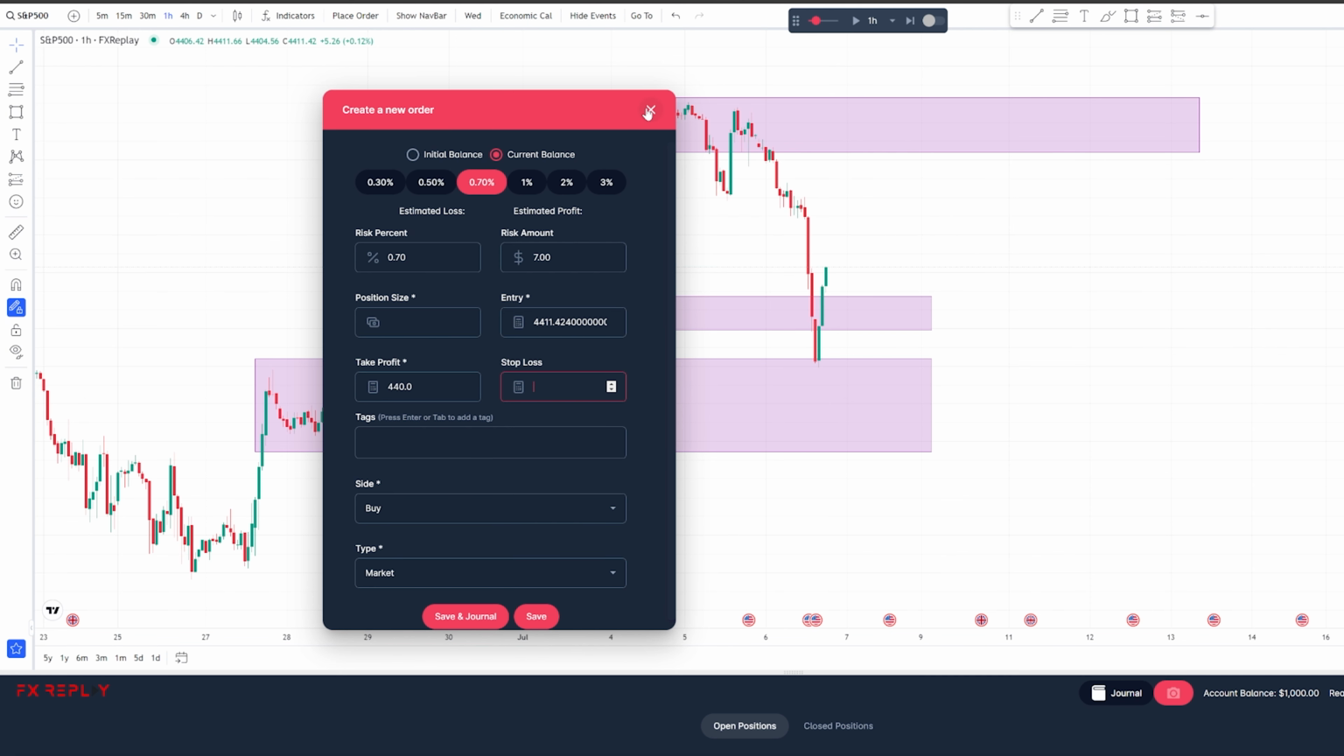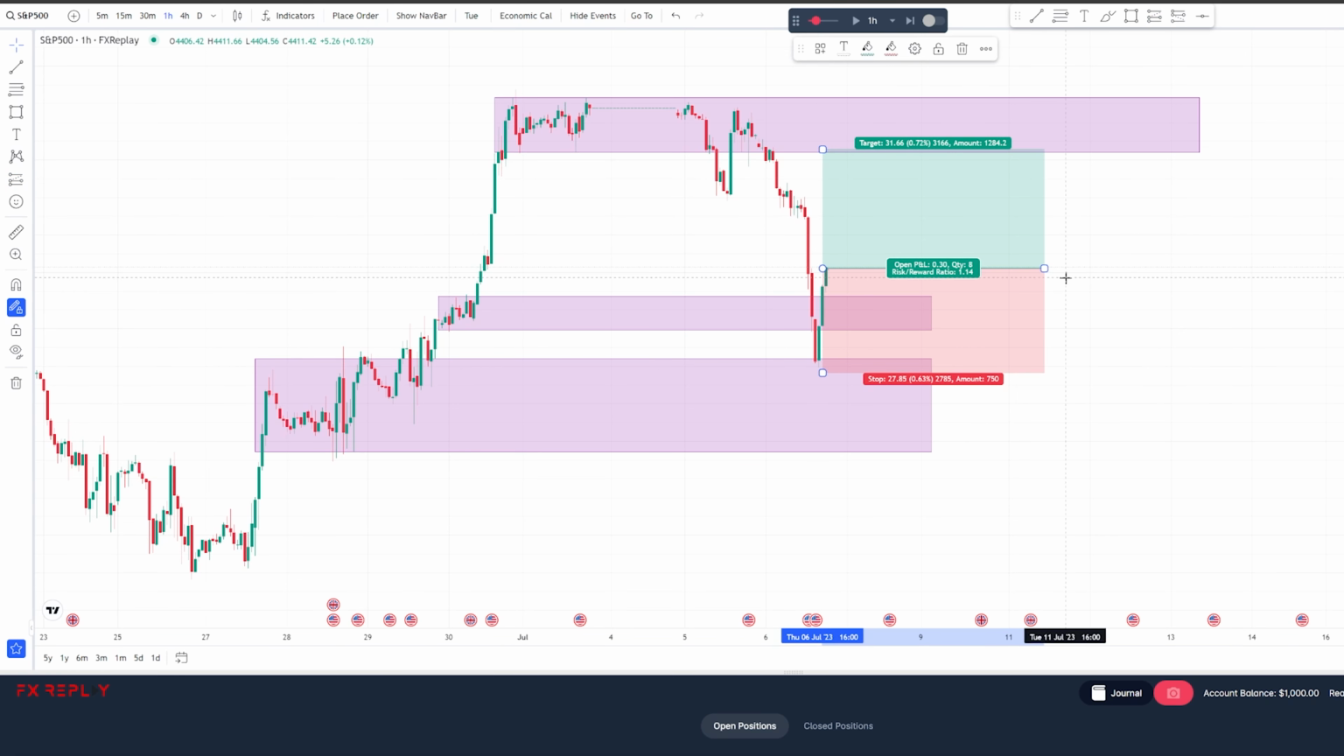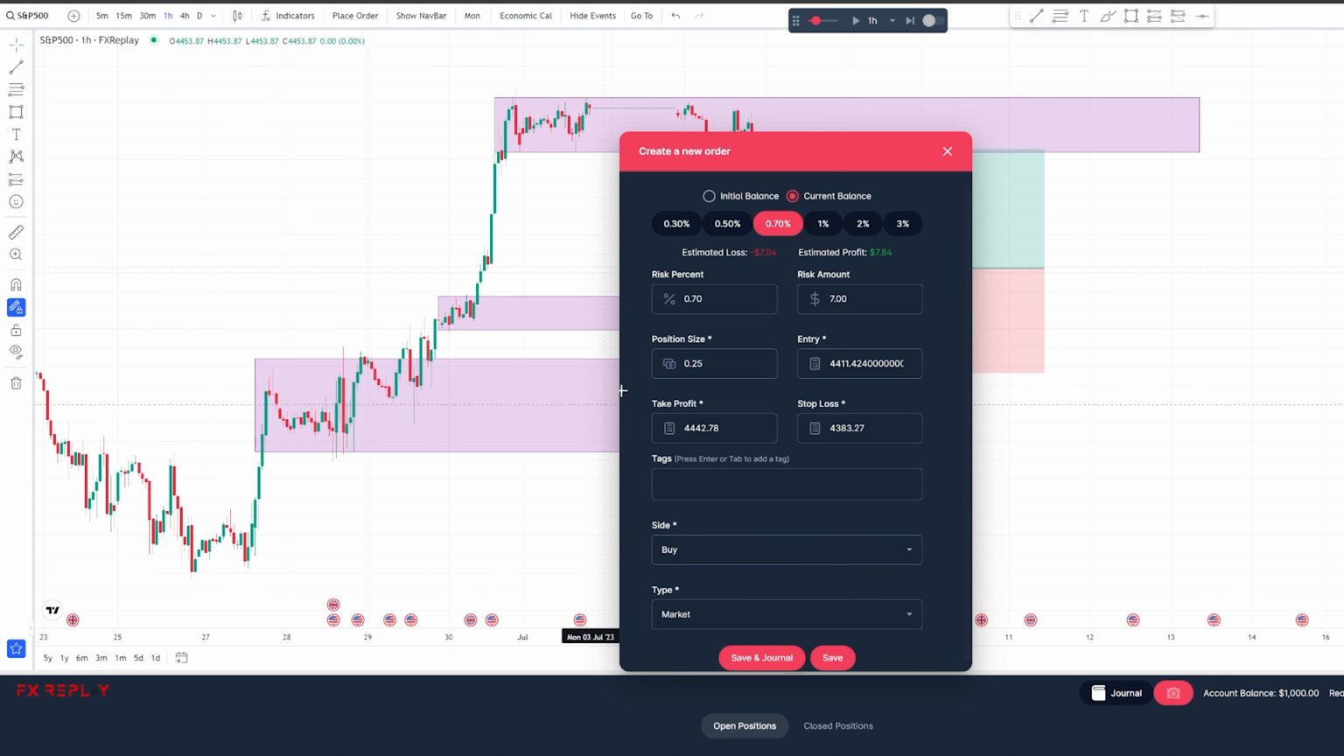Now, let's say that you don't want to do this because this can be complicated. Another way you can do this to simplify this is to do a long position. You can even set your risk this way as well, which will make it super easy. And all you're going to do is hit Alt-M again. And then from here, it's going to have all the numbers set for you. And all you'll have to do is just hit save or save in journal.